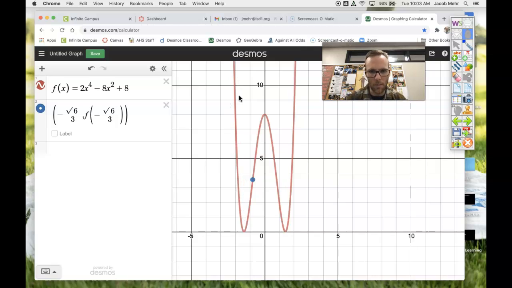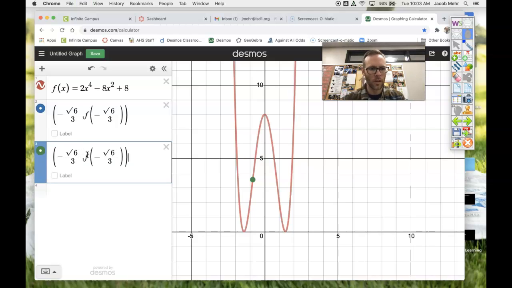Notice it's concave up right through there, then switches to concave down, and then at the positive side, oh, lost my divided by there. Okay, there's our other point of inflection. So concave up, concave down, concave up, beautiful.